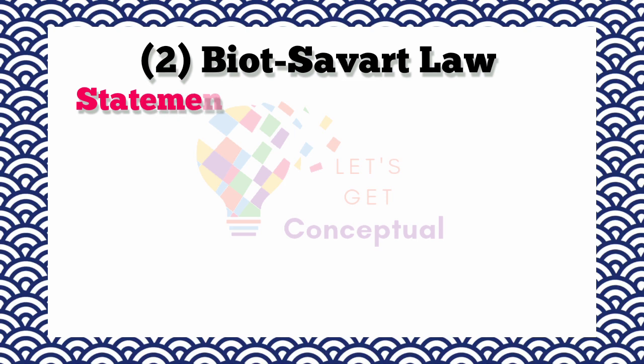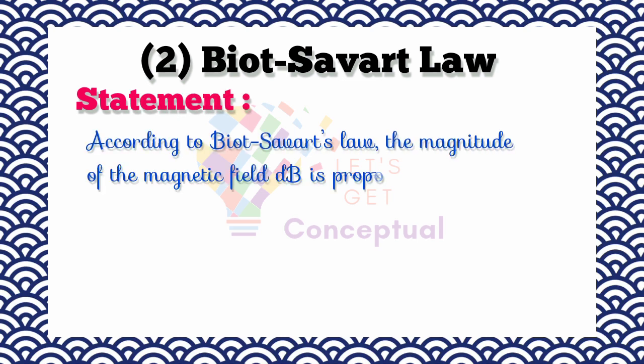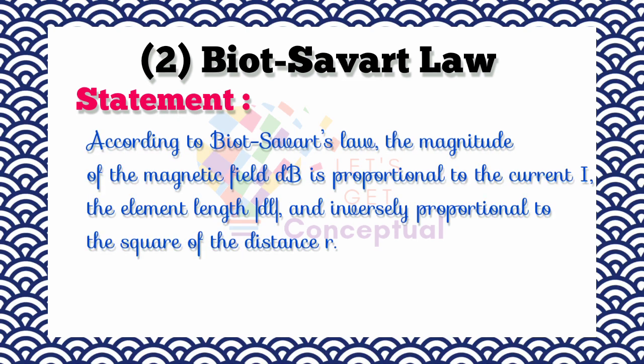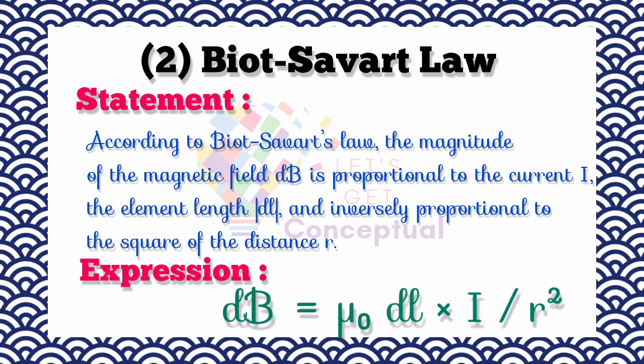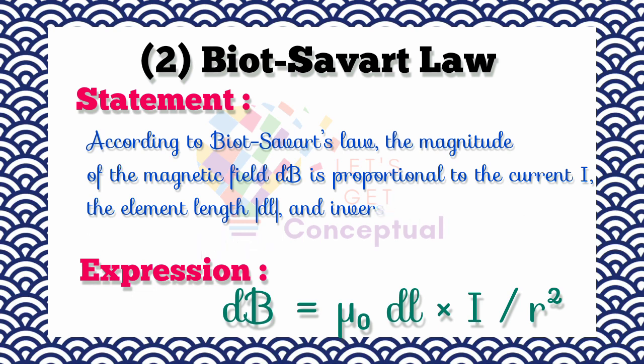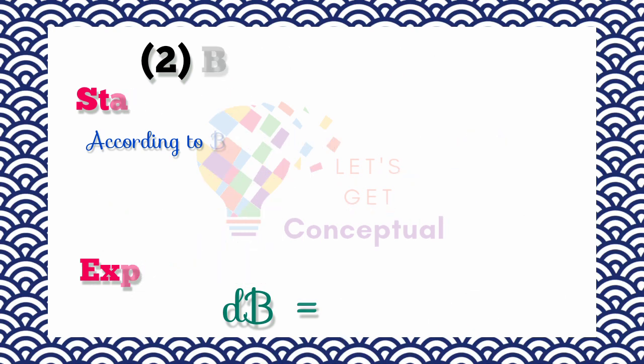Number 2. Biot-Savart law. Statement. According to Biot-Savart's law, the magnitude of magnetic field dB is proportional to the current I at the element length dl and inversely proportional to the square of distance r. Expression. dB is equal to mu naught dl cross I over r square.